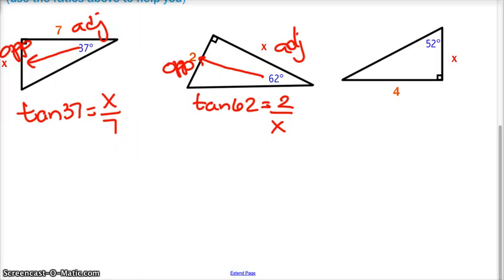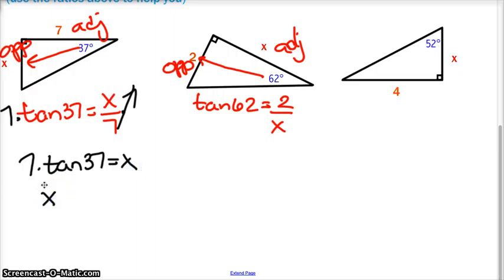Solving these is exactly the same as it was for sine and cosine. I'm going to take the value in the denominator and multiply it, because that is how I undo division. 7 times the tangent of 37 equals x. My calculator can take care of that problem. See, I got 5.27.